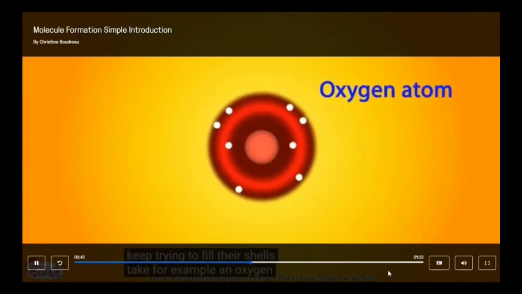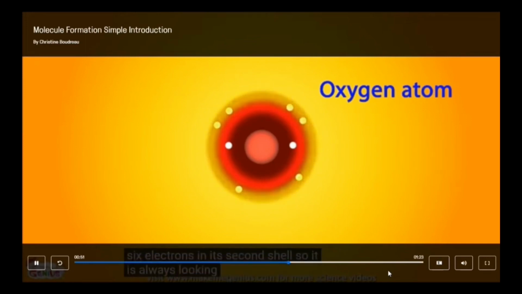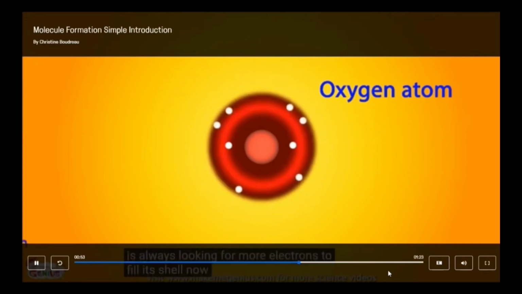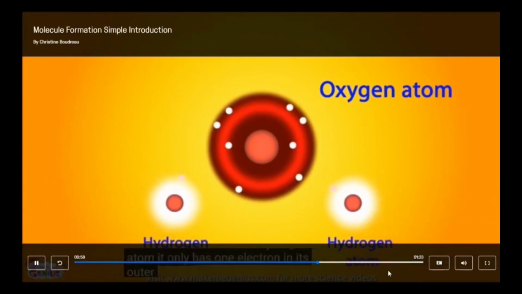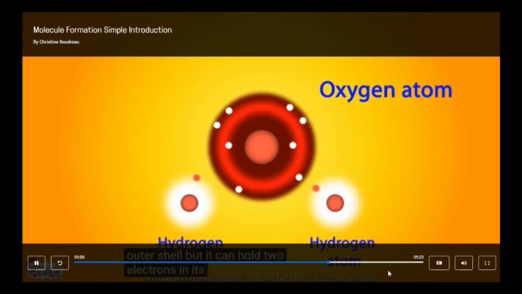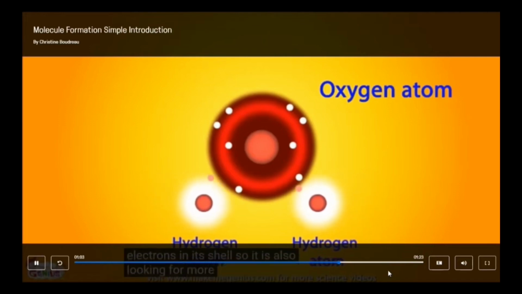Take for example an oxygen atom. In its second shell, it can hold up to 8 electrons, but the oxygen atom only has 6 electrons in its second shell, so it is always looking for more electrons to fill its shell. Now, here is a hydrogen atom. It only has 1 electron in its outer shell, but it can hold 2 electrons in its shell, so it is also looking for more electrons.